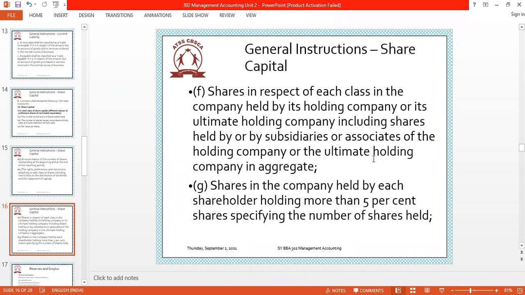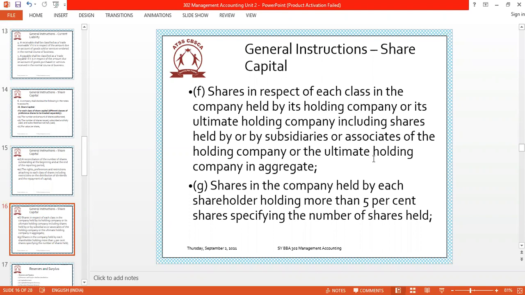Then when we are preparing the balance sheet and drafting share capital, we have to focus on shares in respect of each class in the company held by its holding company. Now we need to mention what is a holding company and what is a subsidiary company. Once you understand what a subsidiary and holding company are, we have to mention even that on the liability side of the balance sheet, that we have a subsidiary company and our holding company is so and so.